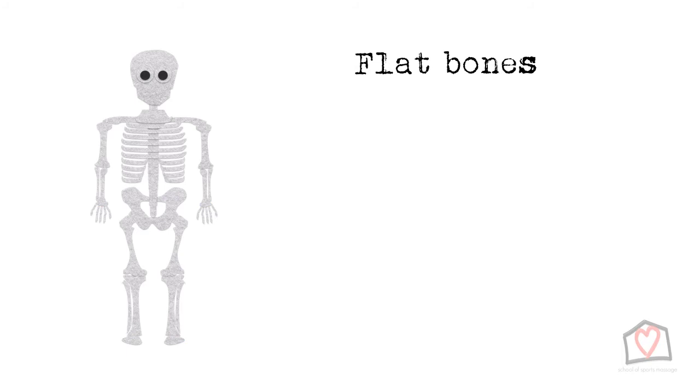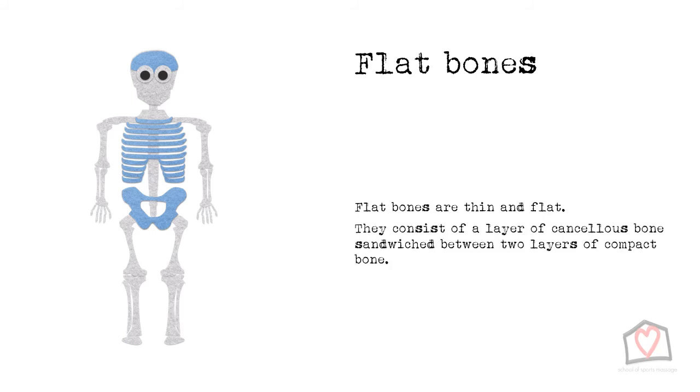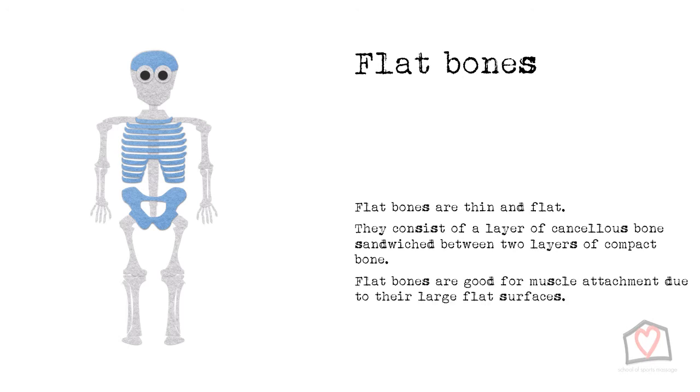Flat bones such as the scapula, sternum and ribs are exactly as described. Flat. They consist of a layer of cancellous bone sandwiched between two layers of compact bone. These bones are particularly good for muscle attachment as they provide large flat surfaces.